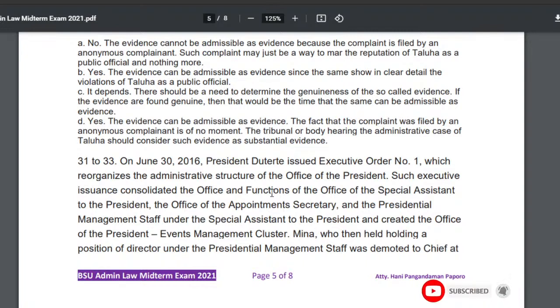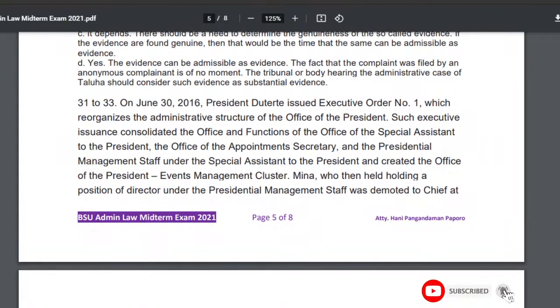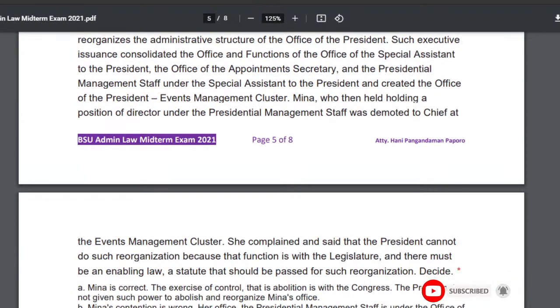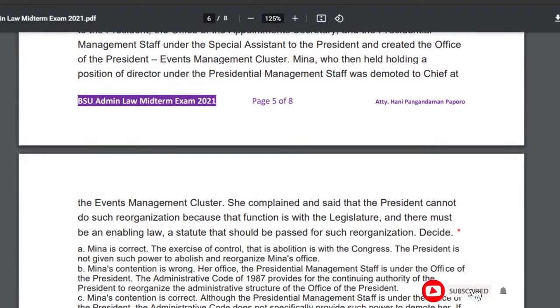Mina then was holding a position of director under the PMS, Presidential Management Staff, which is actually an office that was consolidated with the SAP, Office of the Special Assistant to the President. Mina was now demoted to chief. From director, she is now chief at the Events Management Cluster. She now complains and said that the President cannot do such reorg because that function is with the legislature, and there must be an enabling law, a statute that should be passed for such reorg.